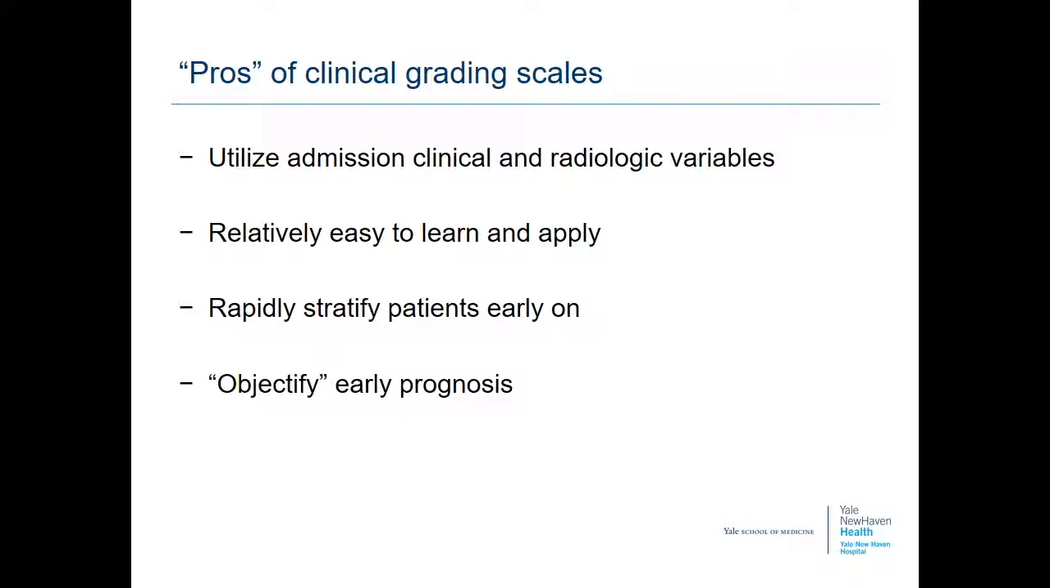Many of the clinical grading scales that exist utilize admission clinical and radiologic variables, so that you can use information that's available early on in patient stays. They can be relatively easy to learn and apply and rapidly stratify patients early on. And then there's this sense, as I mentioned, that by using these clinical grading scales and the outcomes that are associated with them, one might be able to quote unquote objectify early impressions of prognosis.